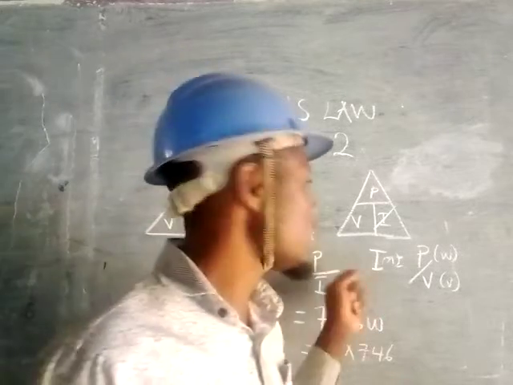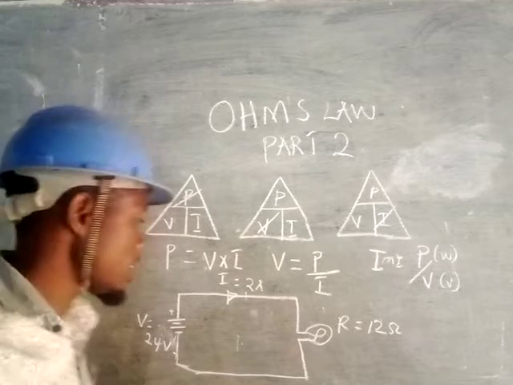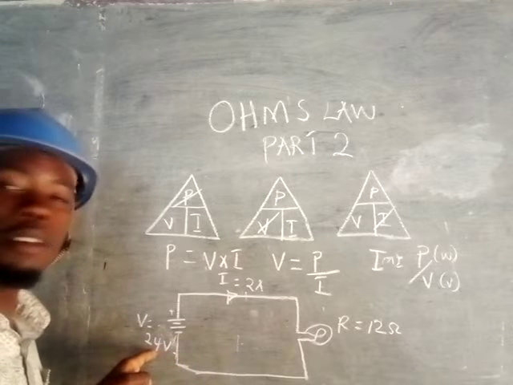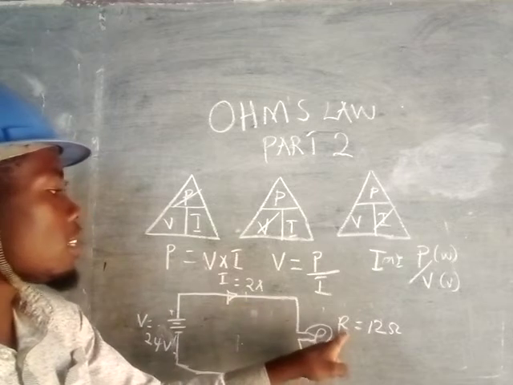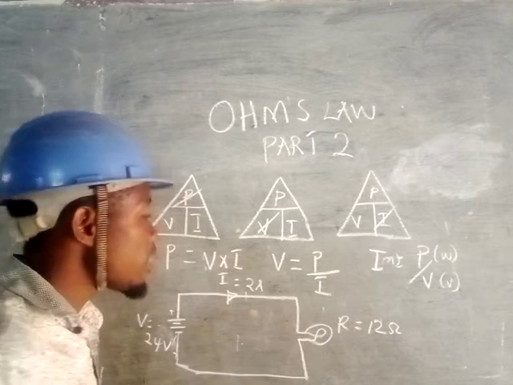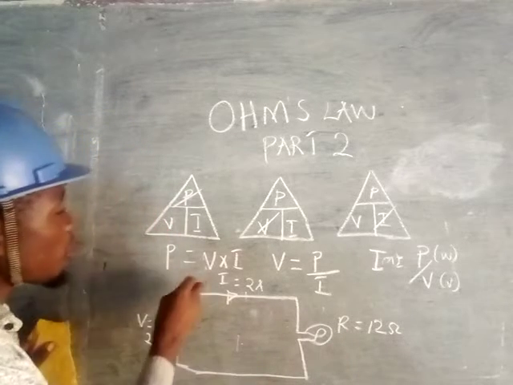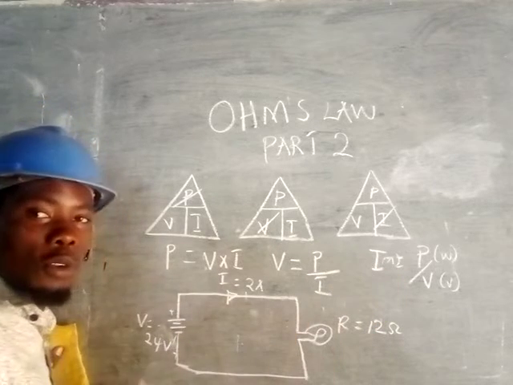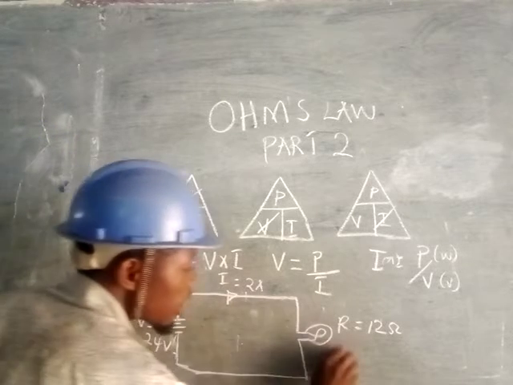So let us see an example. Now we have a circuit with 24 volts, a current of 2 amps, and a resistance of 12 ohms. We want to find the power consumed by the bulb. How do you find the power? You can use either this formula or this one. It is up to you to select the formula to use. Let me use this one, since we are finding power.